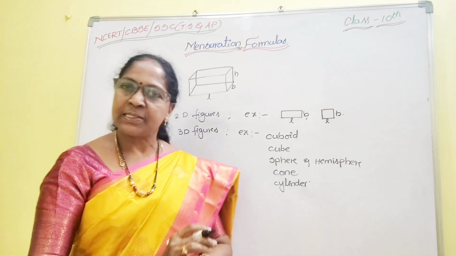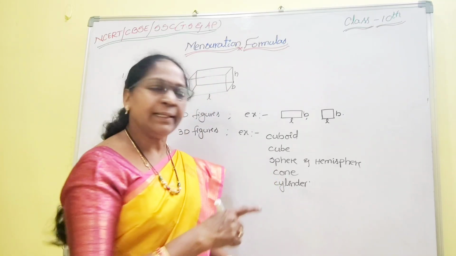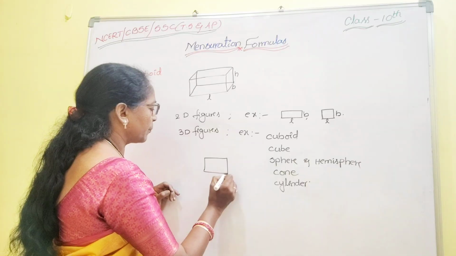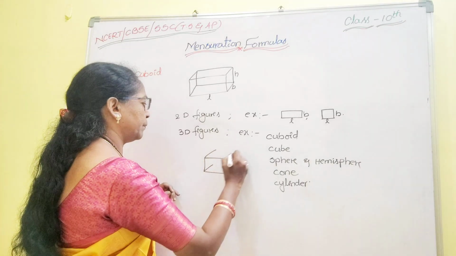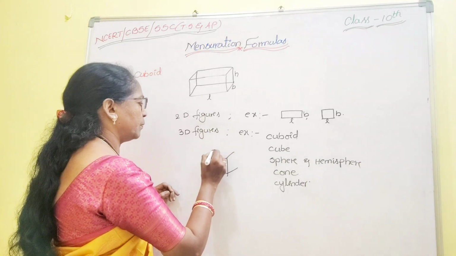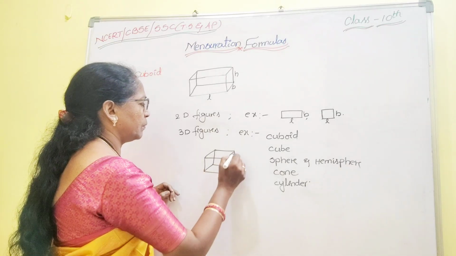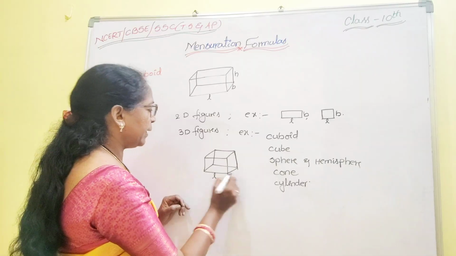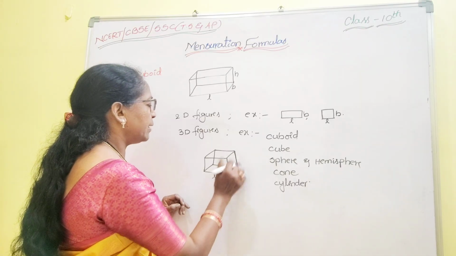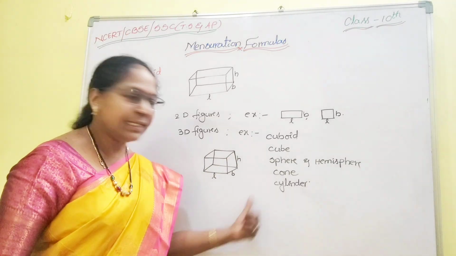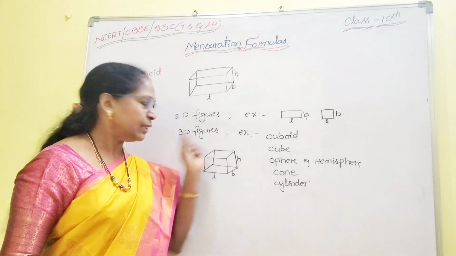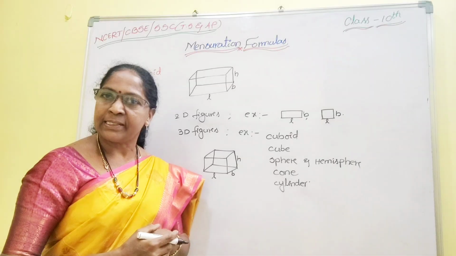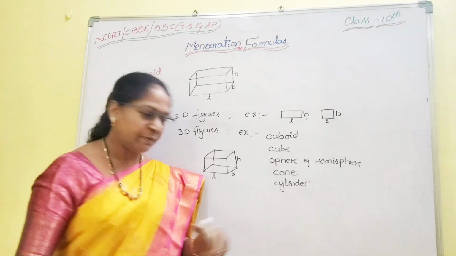What are the three dimensions here? Three dimensions are length, breadth and height. For example, this is the cuboid figure. What are the dimensions? Length, breadth and this one is height. These three are the dimensions of three-dimensional or 3D figures. Now, one by one we will discuss the important formulas of those.